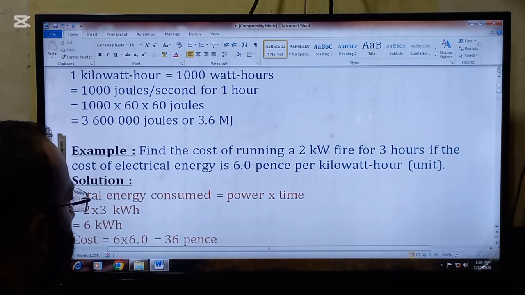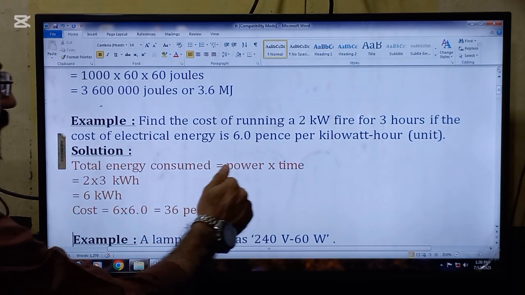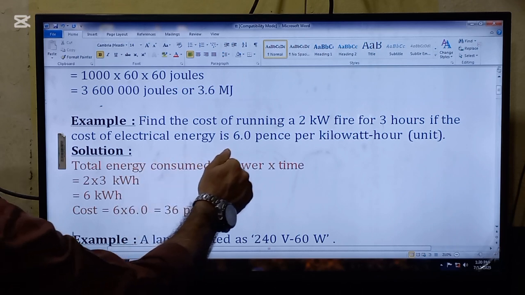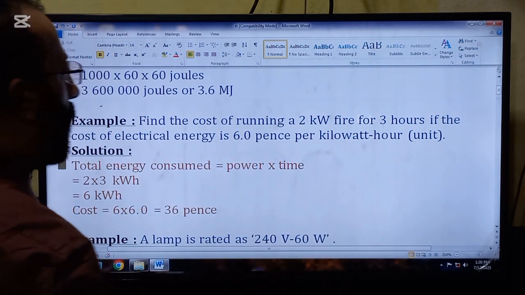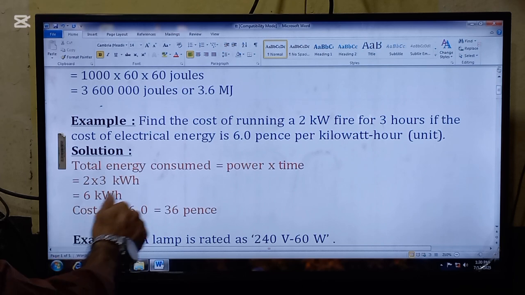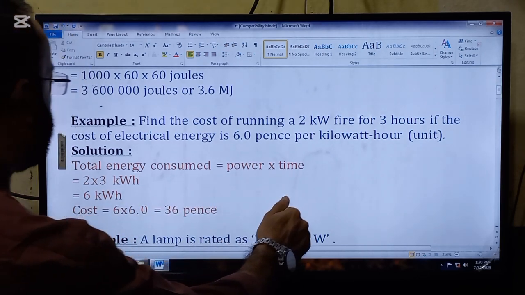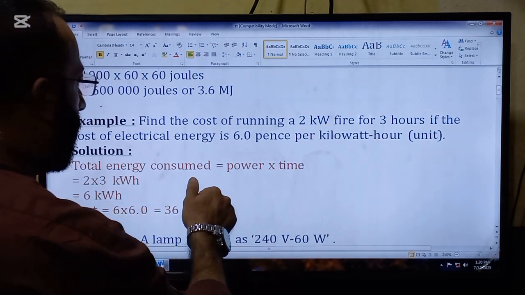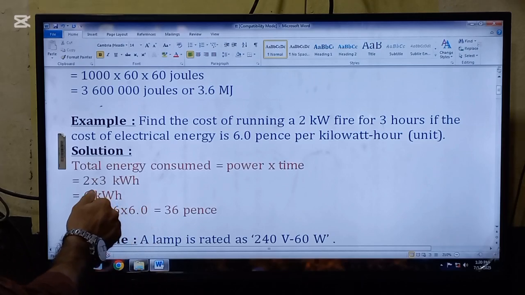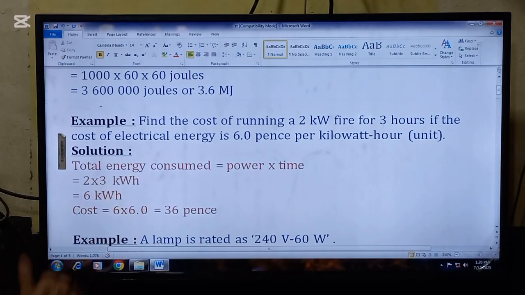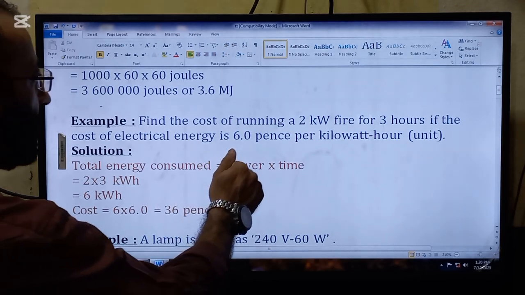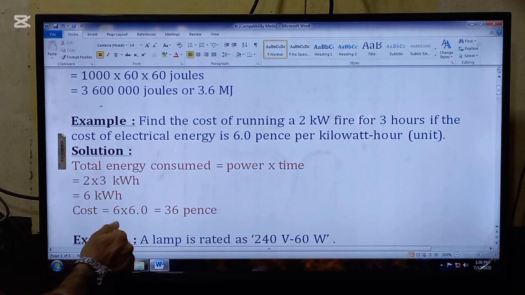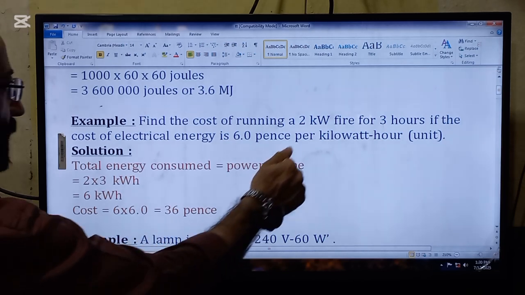Okay, here is a question related to the topic. Find the cost of running a 2 kilowatt fire for 3 hours if the cost of electrical energy is 6 pence per kilowatt hour. Total energy consumed will be equal to power multiplied by time. The power is 2 kilowatt and the time is 3 hours, so this will make 6 kilowatt hour. The rate is 6 pence per kilowatt hour, so the total cost is 6 into 6, which is equal to 36 pence.